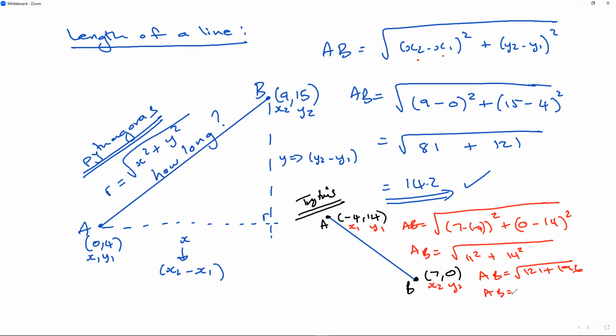Putting that on the calculator comes to 317. And when you square root 317, you get 17.8 to 3 significant figures.